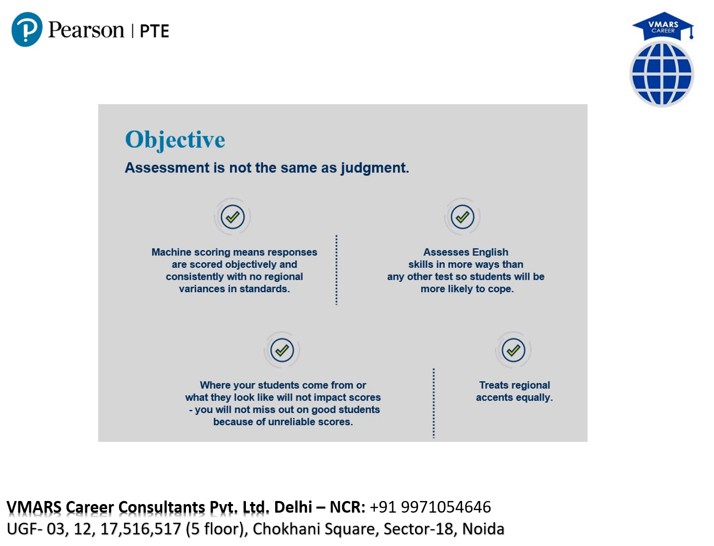This is an objective test. Objective means machine scoring is there. There is no human interference. And then it assesses English skills, and not just one, it's more than one, so students can cope with it. Where students come from or what they look like will not impact scores. It means where they are hailing from or what is their physical appearance. It is not going to impact the score. It treats regional accents equally. Yes, in this particular test, you don't have to be worried about your regional accents. It accepts that also.